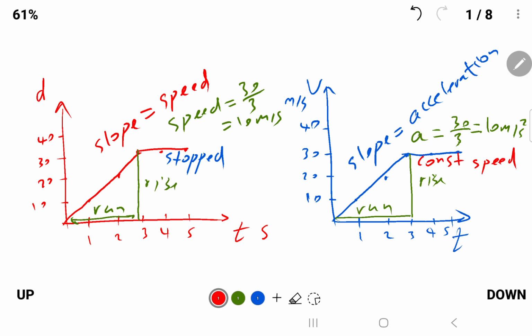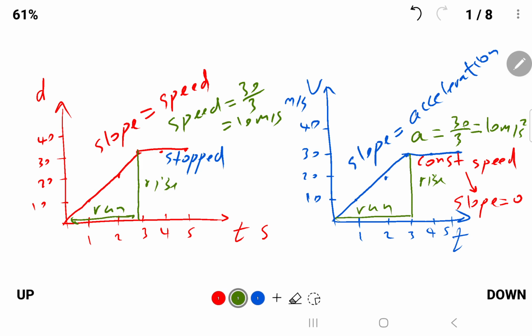Why is it moving at constant speed? Because here the slope of the graph is 0. So here you say the slope is 0 because the line is horizontal. So slope equals 0, and the acceleration is 0, which means it's moving at constant speed.